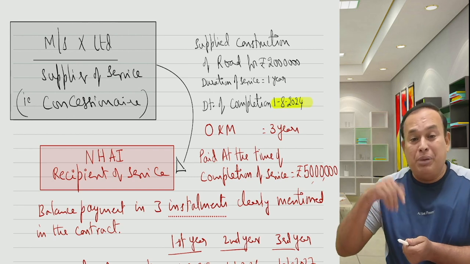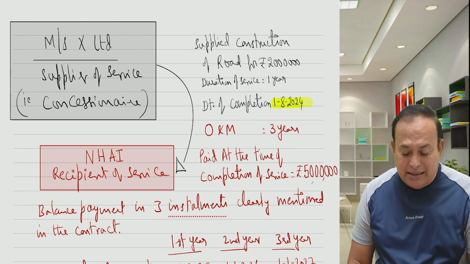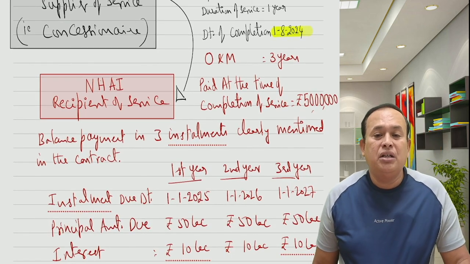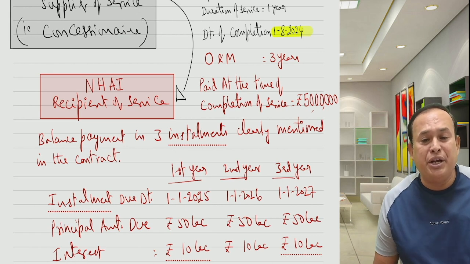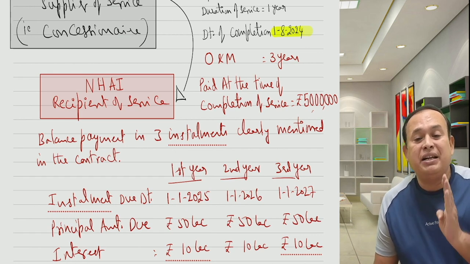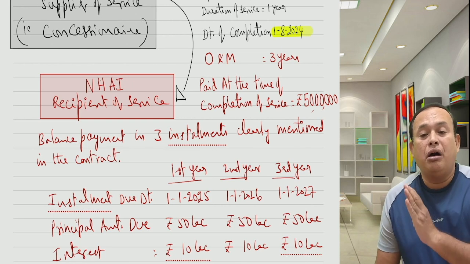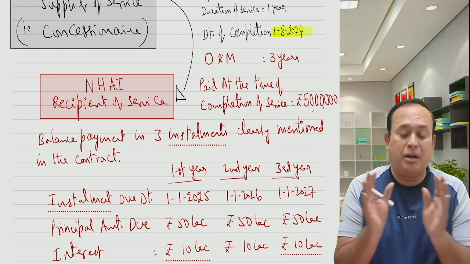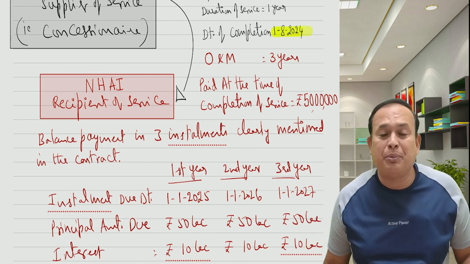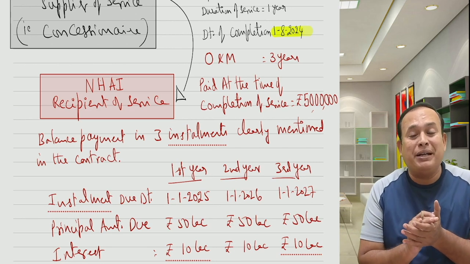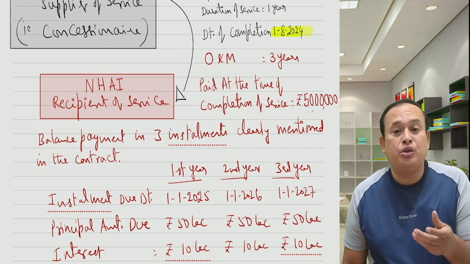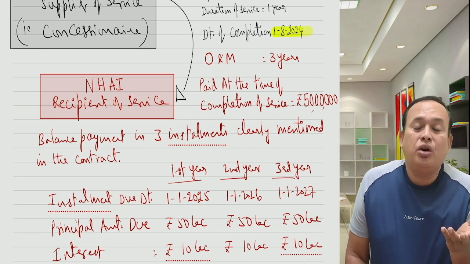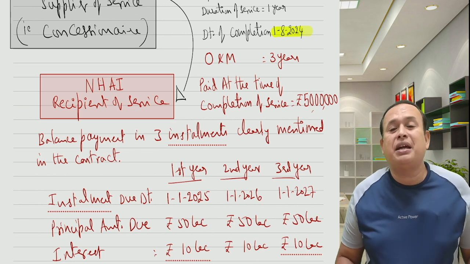Very good. The balance payment in 3 equal installments is clearly mentioned in the contract. Date of installment due: 1st January 2025, second installment due 1st January 2026, third installment due 1st January 2027. Very clearly mentioned in the contract. In case of continuous supply of services, if the due date of payment is clearly mentioned in the contract, the invoice should be issued on or before the due date or the date of payment, whichever is earlier. So that is the date of issue of invoice, that is the time of supply generally.